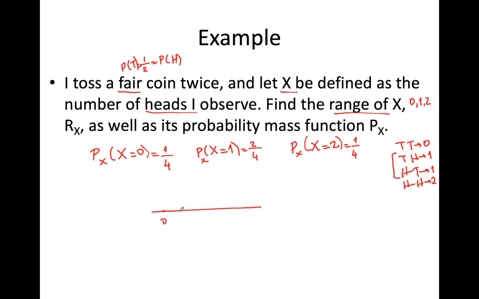Okay, so I will plot my probability mass function right now. If this is 0, this is 1, and this is 2, the probabilities will be 1 over 4, 1 over 2, and 1 over 4. So this is how I should plot a probability mass function.